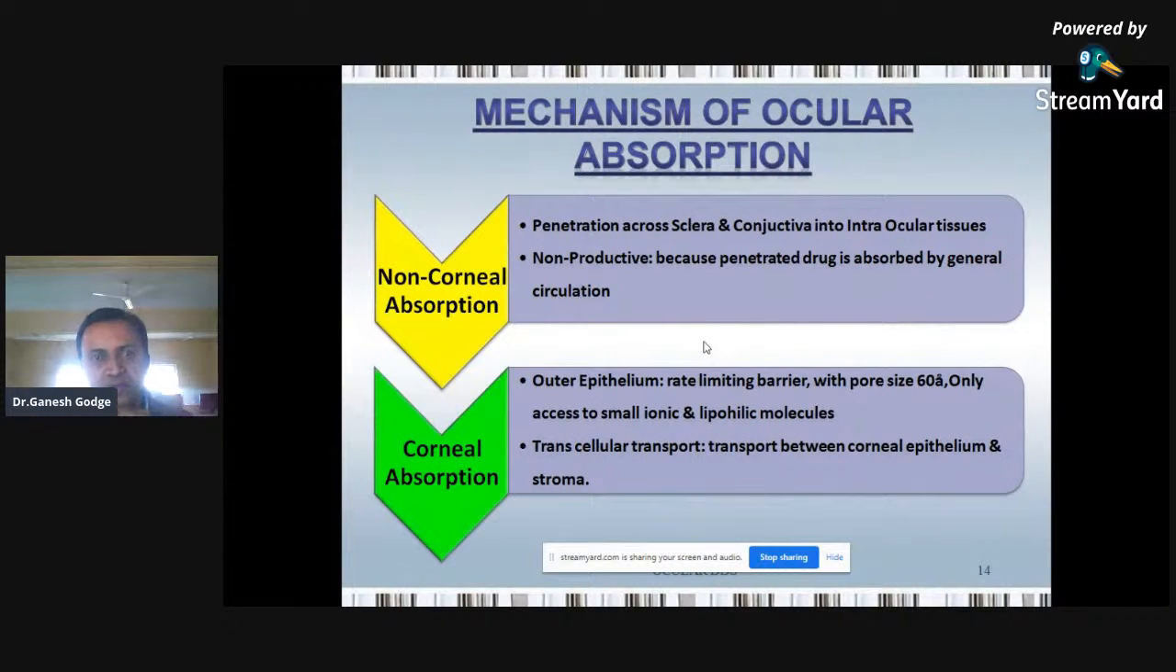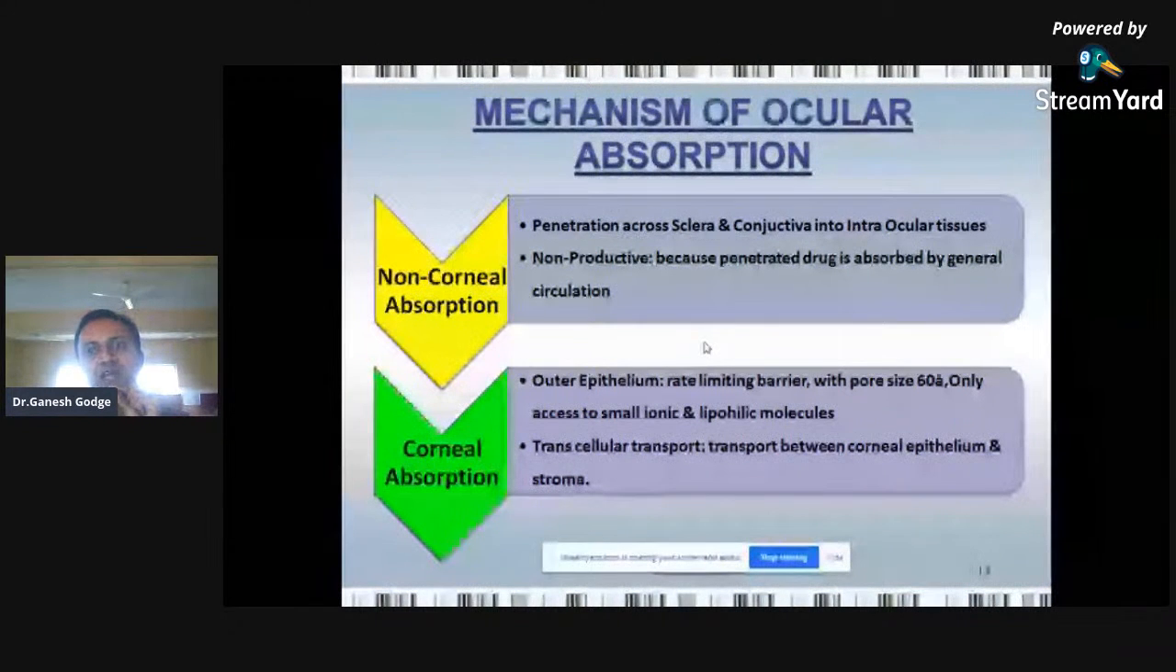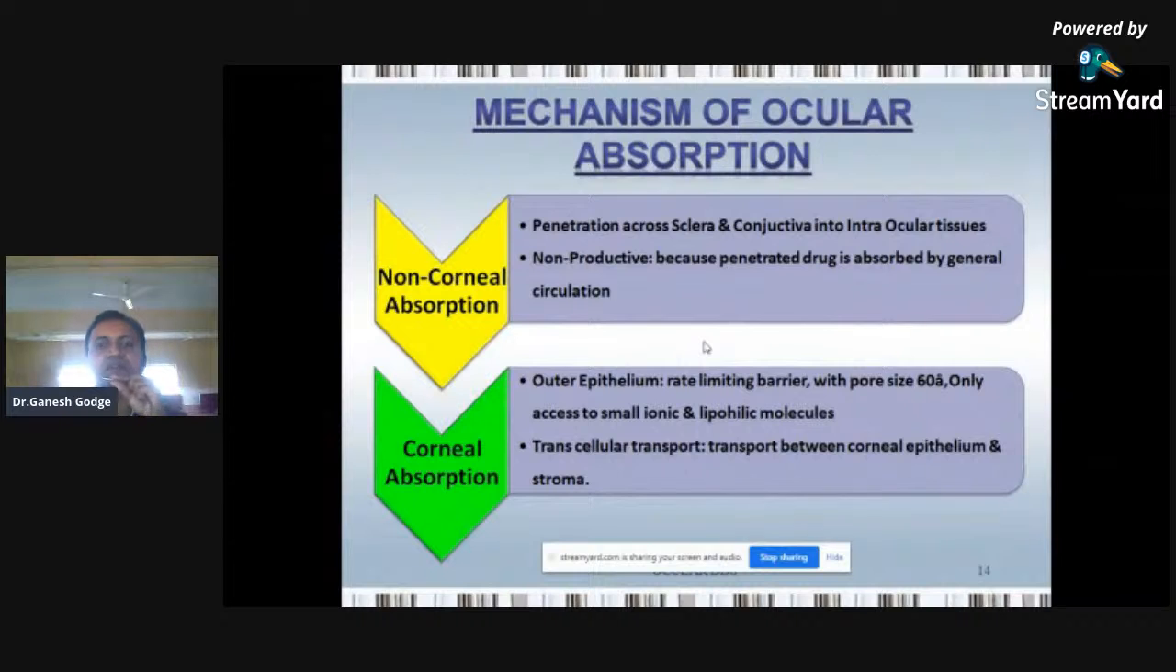In short, because we are supposed to discuss in more detail the formulation and development aspects of ophthalmic products, we have to discuss the mechanism of ocular absorption. If you are going to prepare any formulation, from where will it get absorbed? Whenever you instill a drop of any conventional or novel ocular preparation over the surface of your ocular sac, how does it get absorbed? For that there are two routes, non-corneal absorption and corneal absorption.